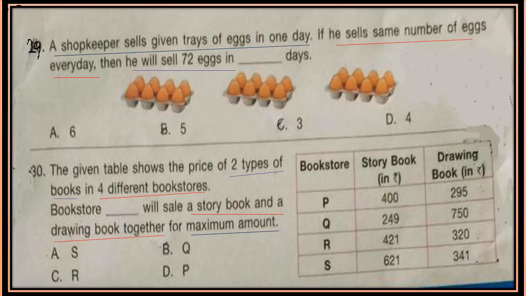Next question. The given table shows the price of 2 types of books in 4 different bookstores. Bookstore dash will sell a storybook and a drawing book together for the maximum amount. Now see the given table. So 2 different types of books, that is storybook and drawing book, are sold in 4 different bookstores P, Q, R, S. Now which bookstore will sell a storybook and a drawing book for the maximum amount?